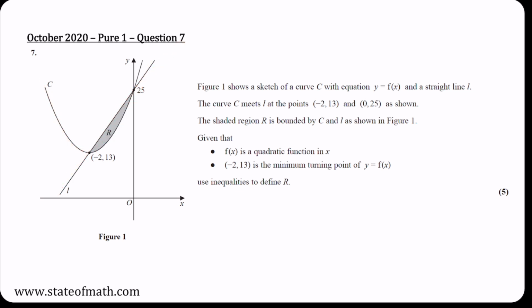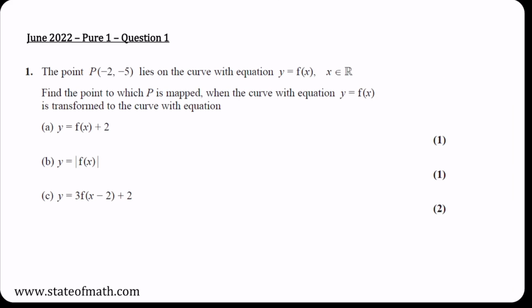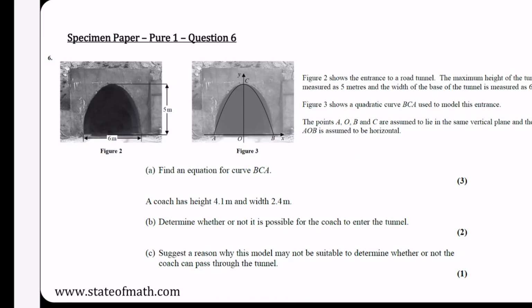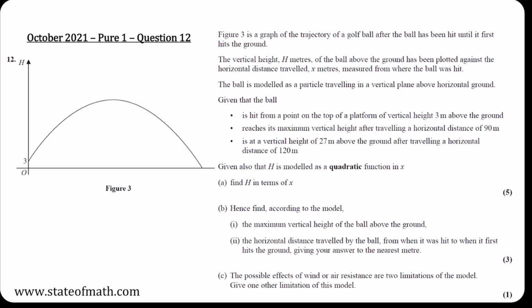So for transformations of graphs, we could get something really straightforward, like the opening question in June 2022, where we had to determine the transform coordinates for a particular point. Now, I did mention that we expect a modeling question on quadratics. Such example could be the specimen paper QR1 question 6, or what we got in October 2021, the question 12 in QR1. This is linked with modeling.